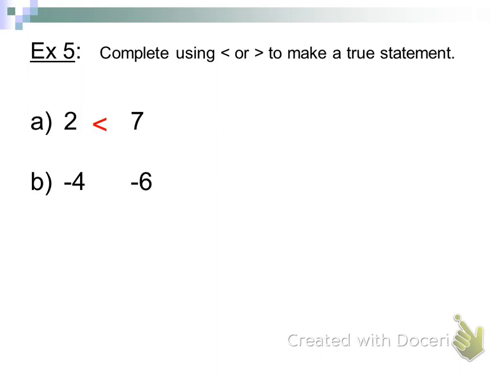Now this is one where you might want to picture a number line. If we had a number line, I'll draw one real quick. You don't need to draw one necessarily. Negative 6 would be over here, and then you'd have negative 5, and then you'd have negative 4. So what's bigger than negative 4? So the symbol would be greater than. Good.